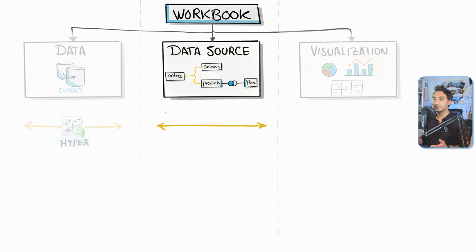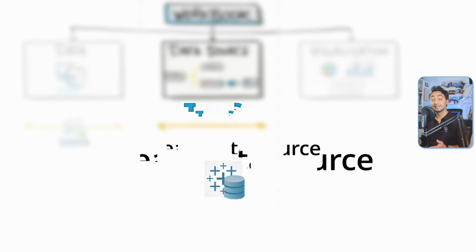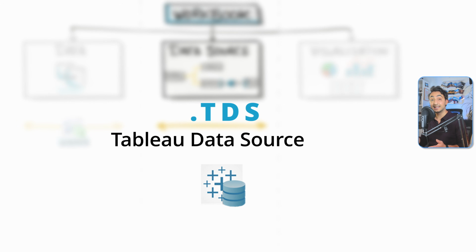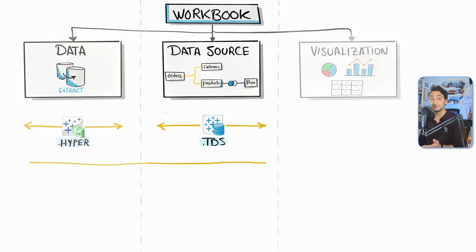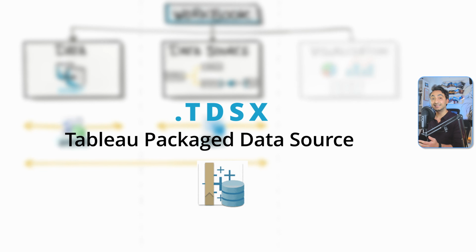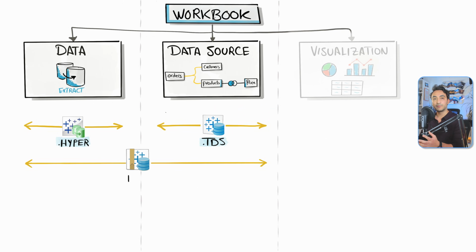So in this situation, you say, okay, I'm gonna share the data source with my colleagues, and we call it Tableau Data Source, TDS, without data. Or you might be in another situation where you say, you know what, my colleagues don't have access to the source systems, we cannot use the live connection. And you don't mind sharing your data as well. So now you can send them a package of an extract and the data source. The file type here is called Tableau Packaged Data Source, TDSX. This type of file contains both your data and your data source.